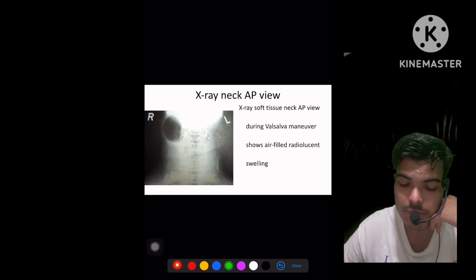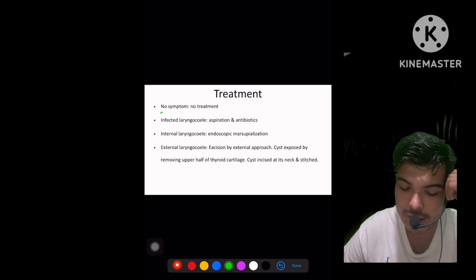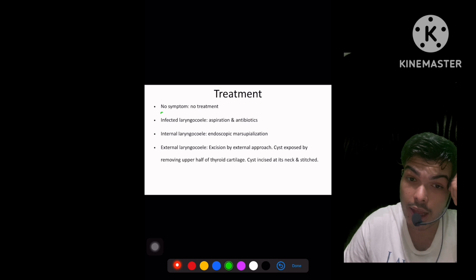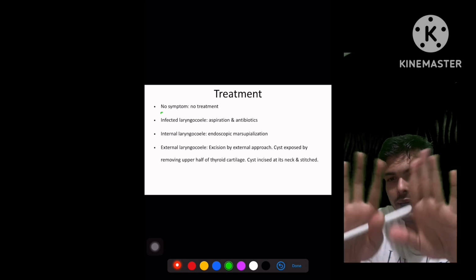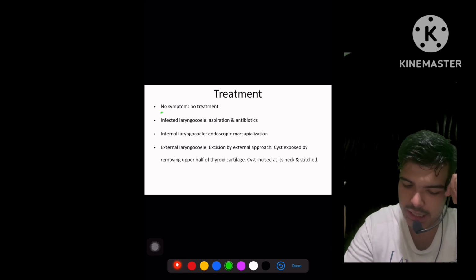How are you going to treat a case of laryngocele? If there's no symptom, no treatment is required. If it's infected, you have to go for aspiration and antibiotics. The treatment is marsupialization. Remember, marsupialization was also a treatment for ranula and plunging ranula, where you cut open the sublingual gland, aspirate the fluid, and just cut open and stitch it toward the periphery. That is known as marsupialization, right?